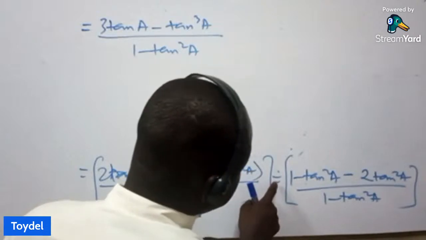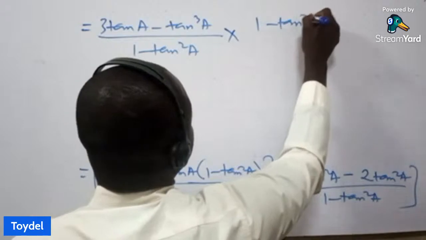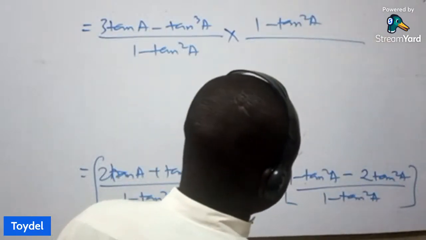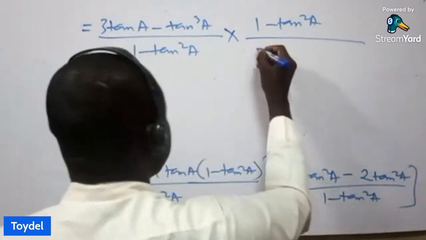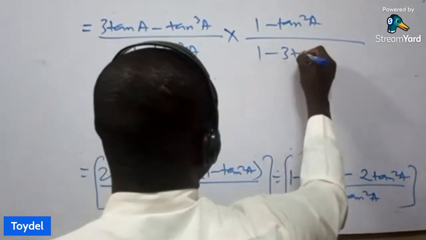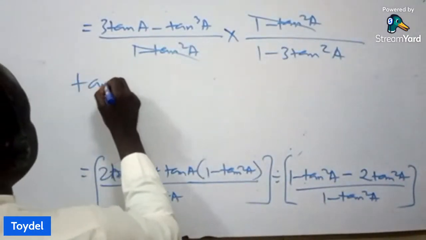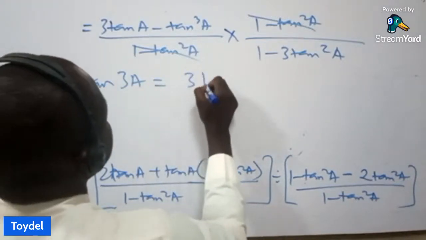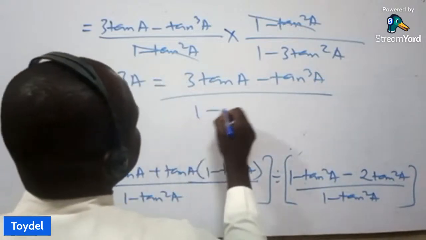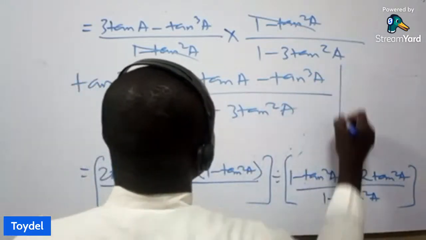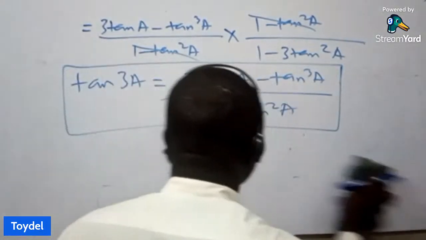Then, if I want to change division to multiplication, I take the reciprocal. So I will have multiplied by 1 minus tan square a all over the denominator. The 1 minus tan square a cancels out. The denominator is 1 minus tan square a minus 2 tan square a, which will be 1 minus 3 tan square a. At the end of the day, tan 3a will be given as 3 tan a minus tan cube a, all over 1 minus 3 tan square a. So this will be the expression for tan 3a.